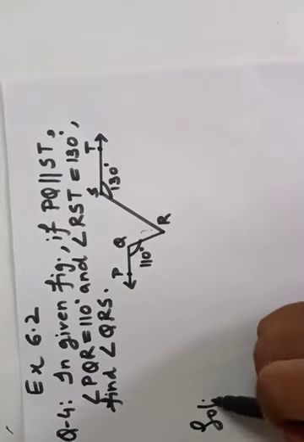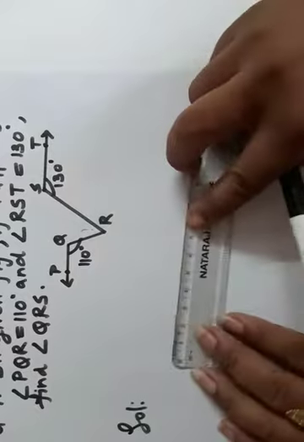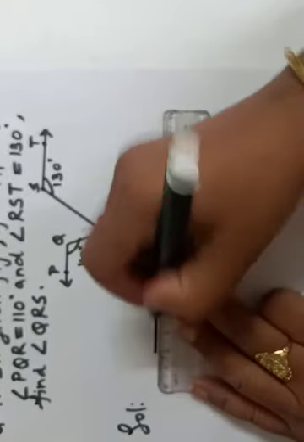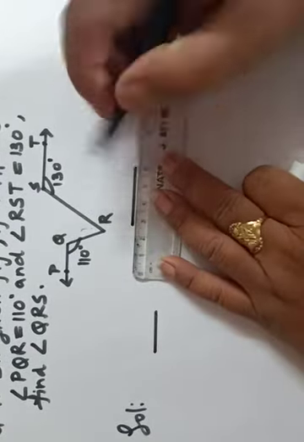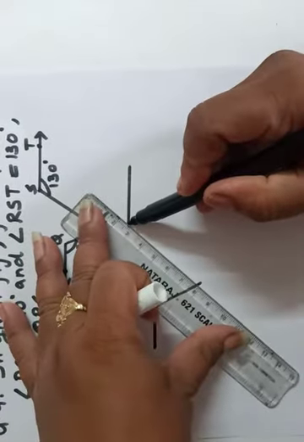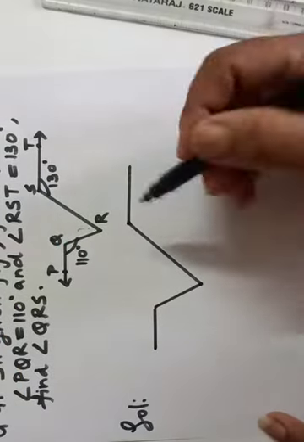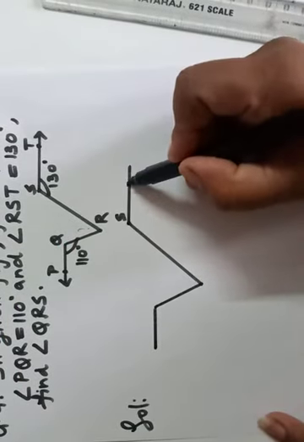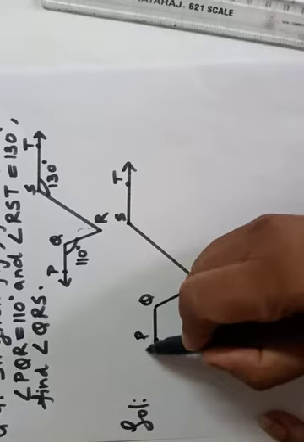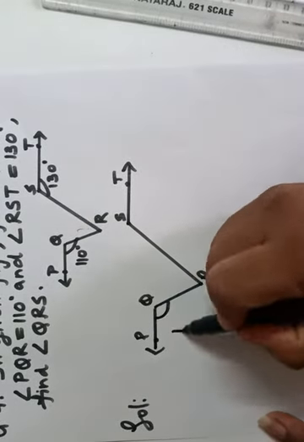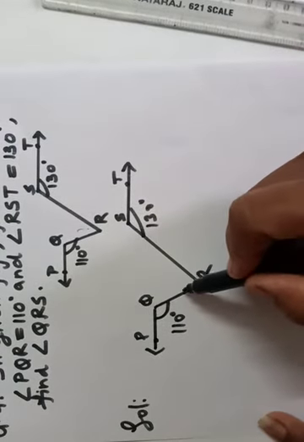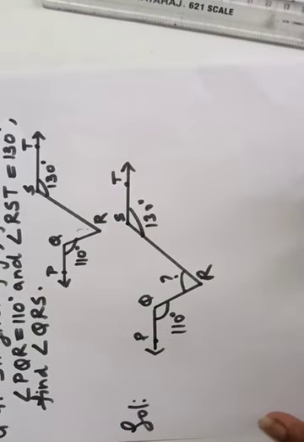So what construction will we do? Let's make another figure for you. This is the point S. This is the point T. This is the point Q. This is R and this is P. It is given 110 degree and it is given 130 degree, and we need to find this angle, that is angle QRS.